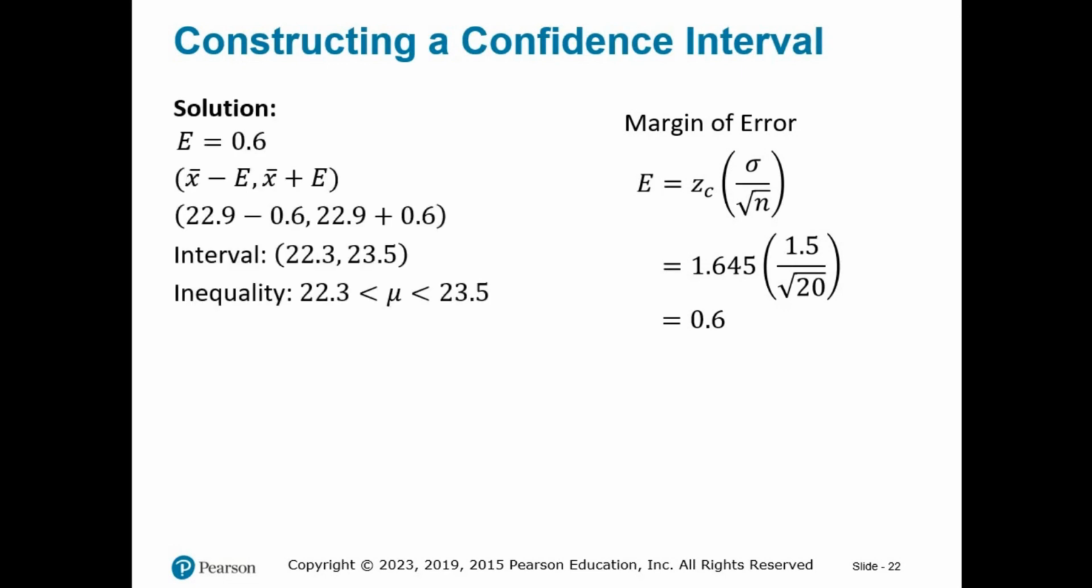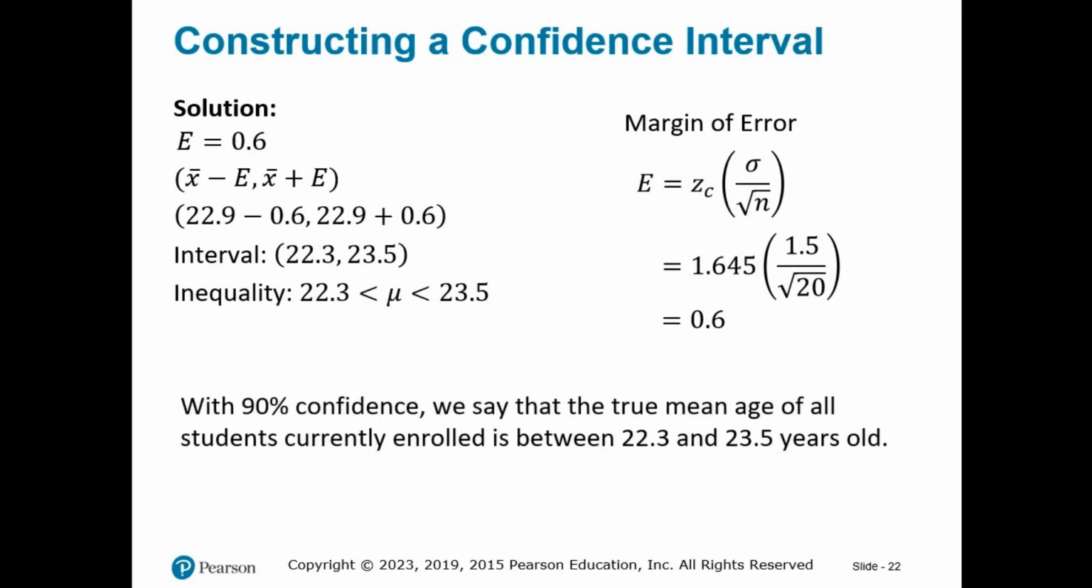Now we need to find our left and right endpoints to create our interval. That means subtracting E of 0.6 from our X bar of 22.9 and then adding it to 22.9. We end up with an interval from 22.3 to 23.5, or we can write it as an inequality like this. Here's how we would state this. With 90% confidence, we say that the true mean age of all students currently enrolled is between 22.3 and 23.5 years old.